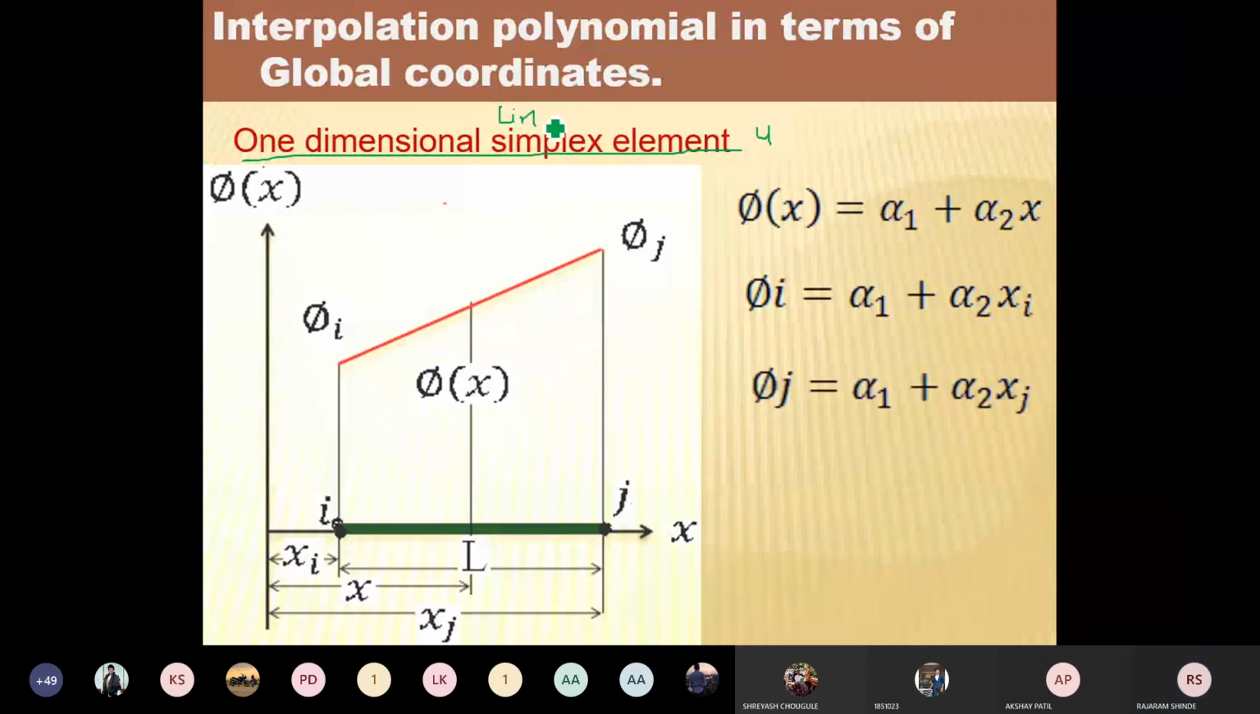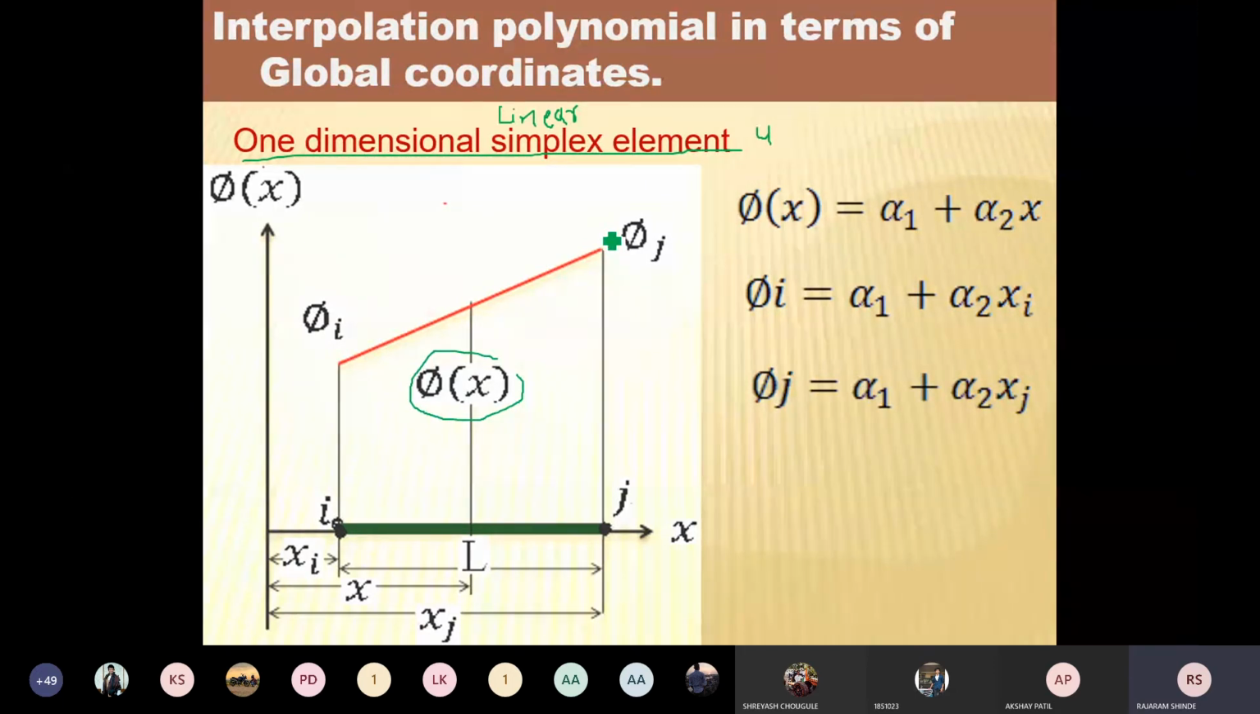Suppose this is a one-dimensional linear element. For a one-dimensional linear element there are two nodes, i and j. Suppose node i is located at a distance xi from the origin, and node j is located at a distance xj from the origin. Phi is a general field variable. In structural analysis it is a displacement, and in thermal analysis it is a temperature.